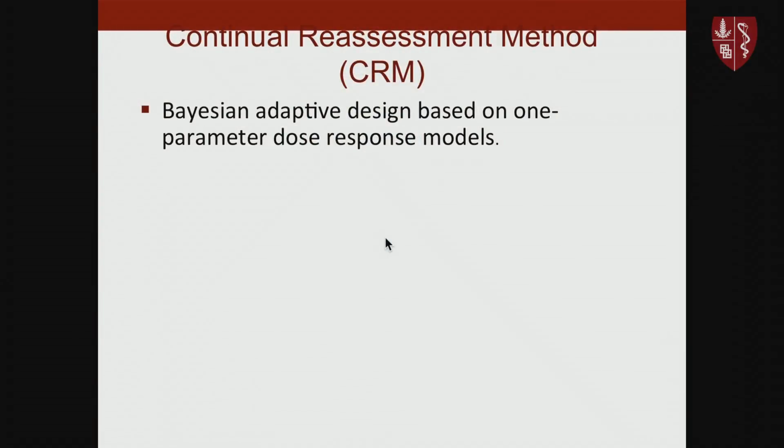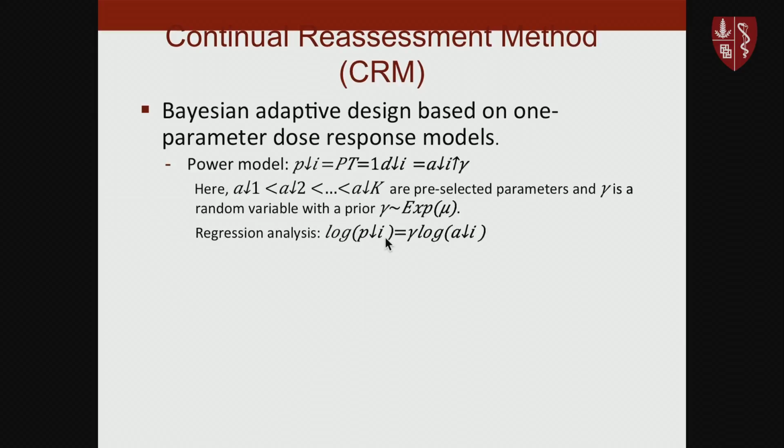So alternative ways, as I mentioned, I only talked about 3, but there are more, okay? One is what we call the continual reassessment method, and this is Bayesian, what we call an adaptive design. It depends on the model, but most of those models only have one parameter, so therefore you have some kind of relationship. One of the most common ones used is called the power model.